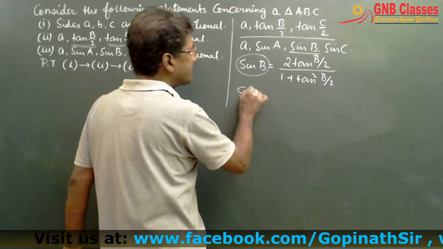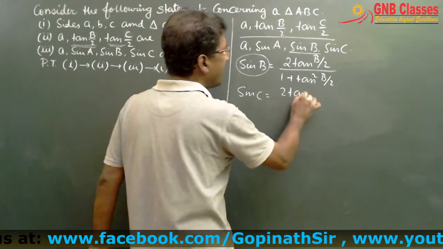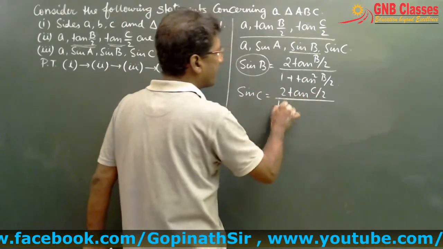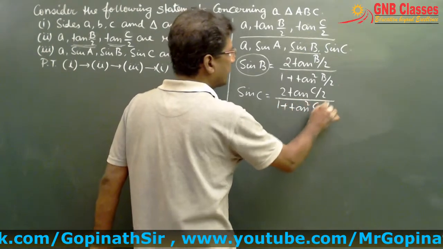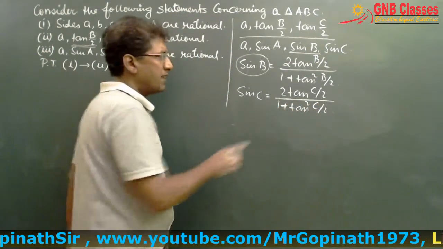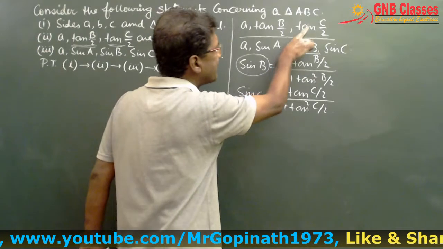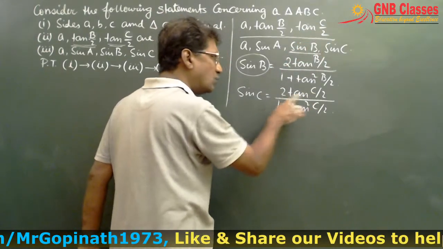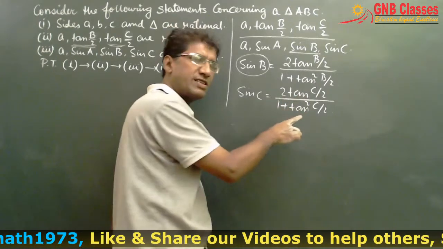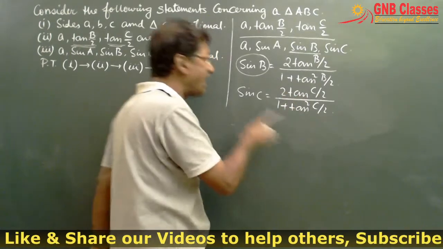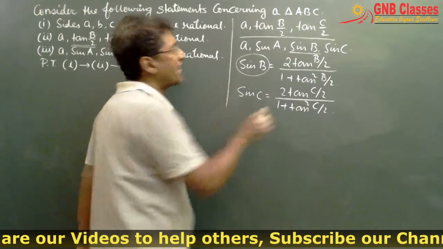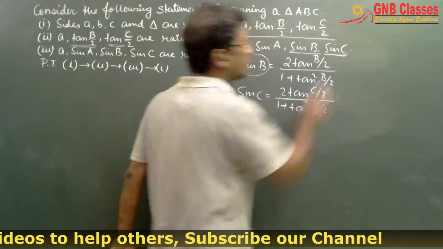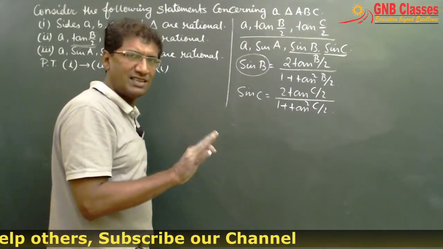Now, what is sin C? Again, in terms of tan, is it clear? Now, here also, they have given that tan C/2 is rational. Then 2 tan C/2 divided by 1 plus tan square C/2 is also rational, implies sin C is also rational. Therefore, sin C is also rational, proved. Is it clear?